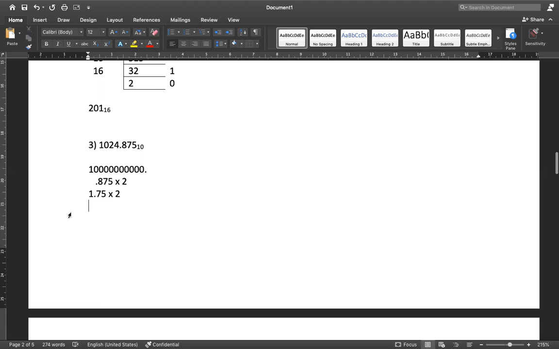You are multiplying the whole thing, 1.75. Don't take this one. One is now out. So I'm highlighting it in yellow color. So 1.5. Now we have found one.